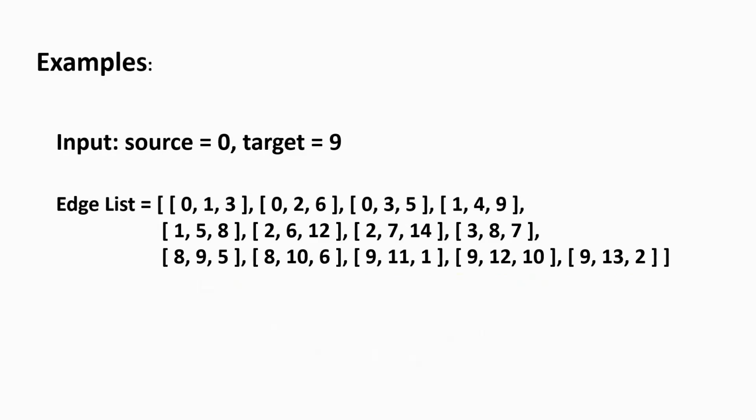We have an adjacency list, so we want to create a path. From this path, we can easily reach our goal state, and we print the output. What's the output? 0, 1, 3, 2, 8, 9. So we want to print this output.